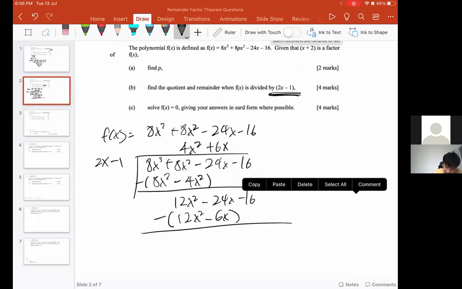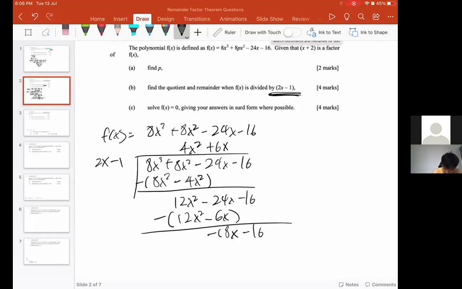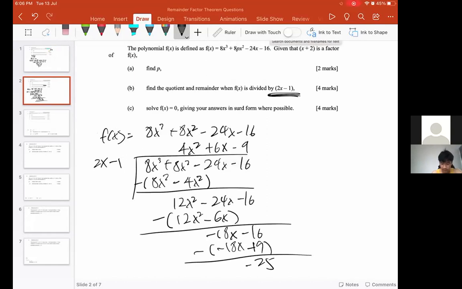We have minus 24 plus 6. We have minus 18x, which minus 16, which now becomes minus 9. So we have minus 18x minus 9, which is plus 9, which is now minus 25. So we have the one on top here, 4x squared plus 6x minus 9 as our quotient. And this minus 25 here as our remainder. All right, so with that, we have done question 9b, which is worth 4 marks.